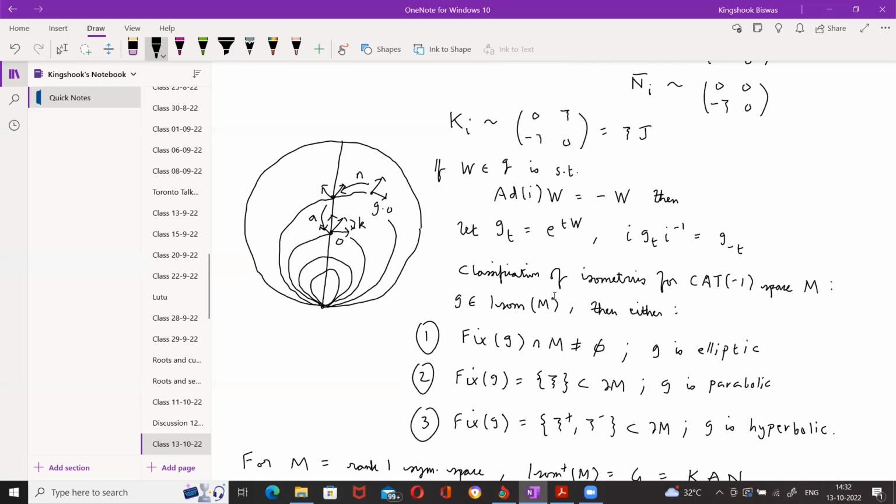Is it clear? Yes. So geometrically, this is the Iwasawa decomposition. So G must be equal to KAN.